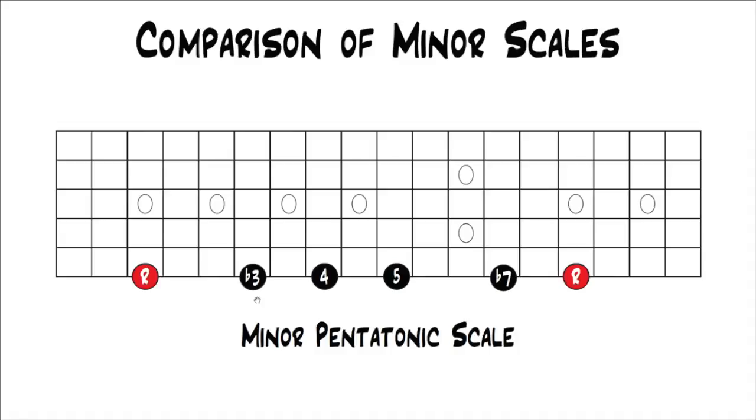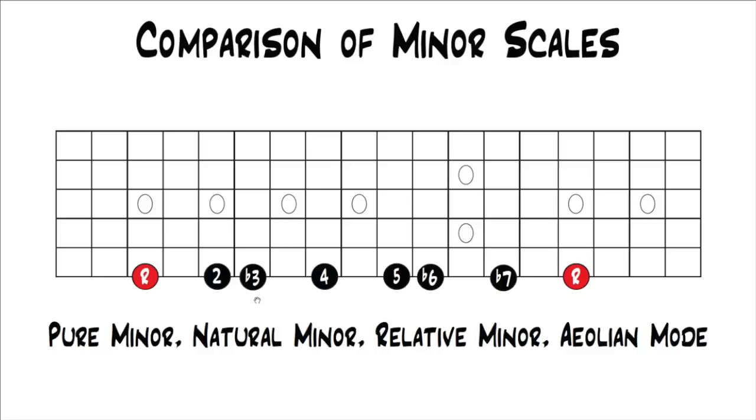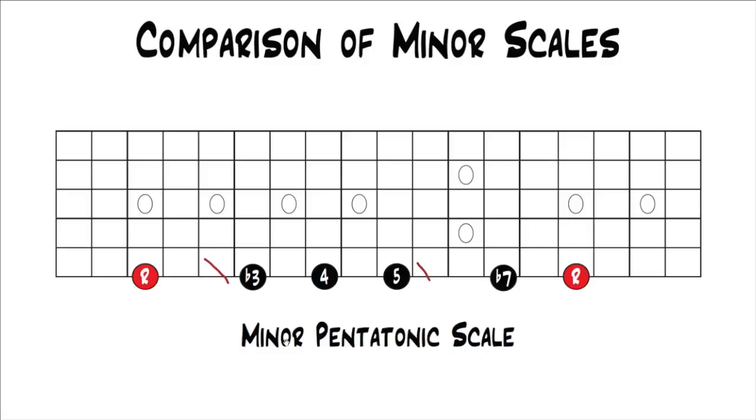It takes out all the avoid notes when you're soloing over minor and minor 7 chords. It can even be used to solo over dominant 7 chords in the blues or jazz or other types of music, but we'll talk about that more later. And the only difference between this and the natural minor scale is that you're going to take out the 2 and the flat 6 of the natural minor scale. That's going to give you your minor pentatonic scale.